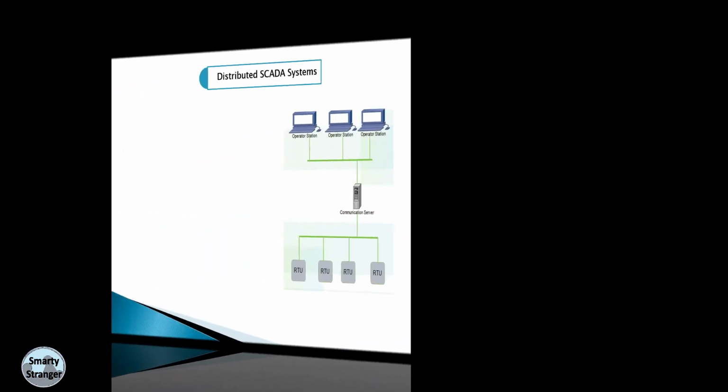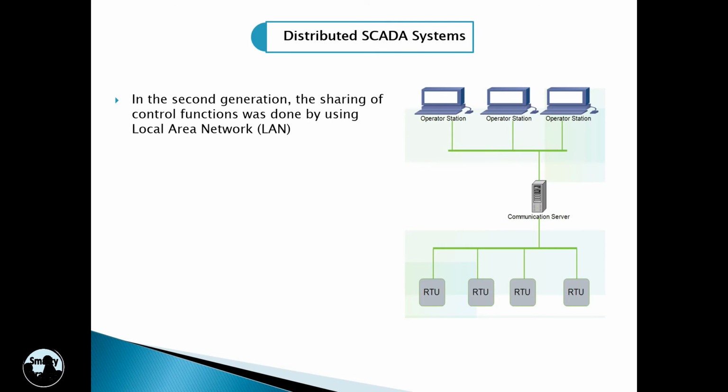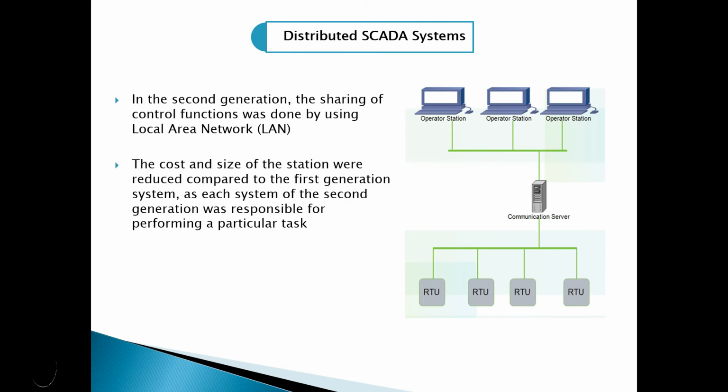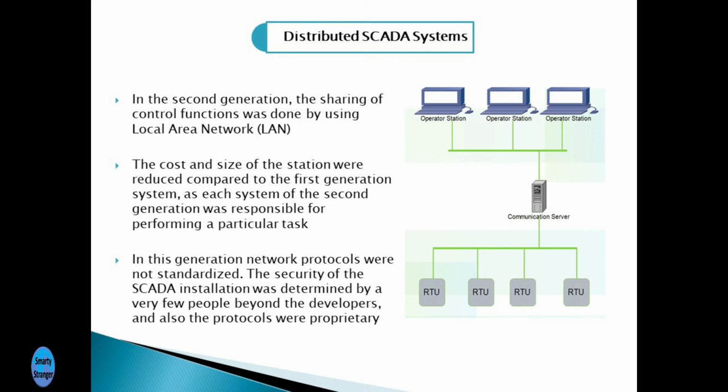In the second generation, the sharing of control functions was done using a local area network, LAN. The cost and size of the station were reduced compared to the first generation system, as each system of the second generation was responsible for performing a particular task. In this generation, network protocols were not standardized. The security of the SCADA installation was determined by very few people beyond the developers, and also the protocols were proprietary.